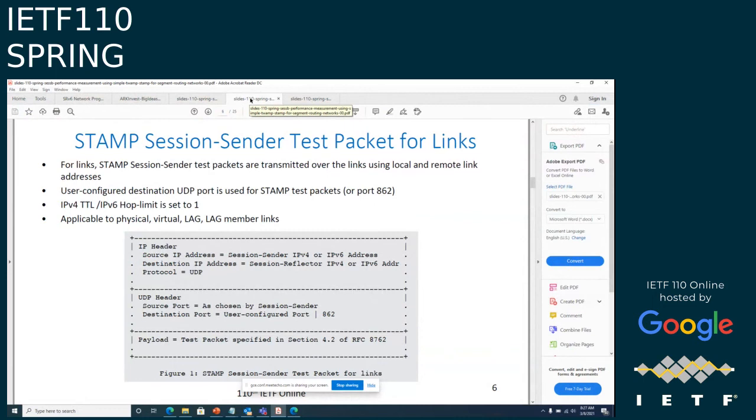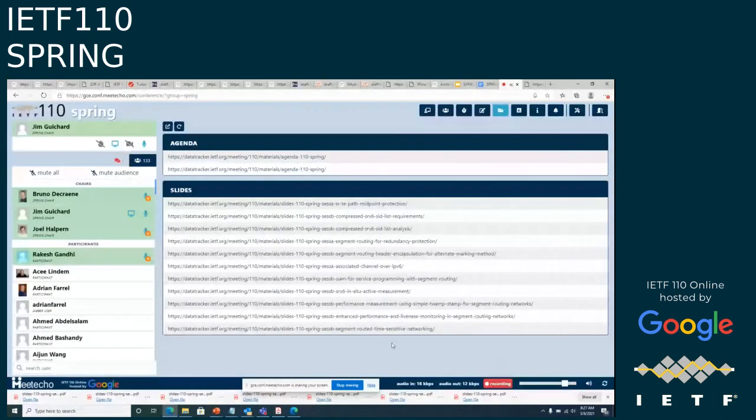Yeah. Go ahead, Rakesh. Yeah, so this is an example test packet for links. It's using the destination UDP port that's configured.